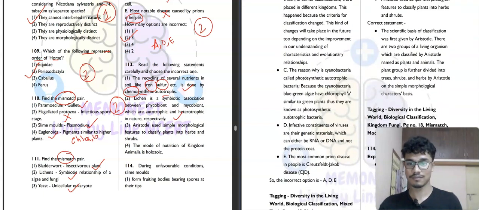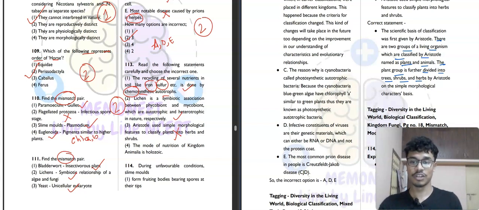Okay, so yes. Now it is saying that Aristotle used simple morphological features to classify plants into herbs and shrubs. This is not correct. This makes no sense, that Aristotle used simple morphological characters to classify plants into herbs and shrubs. Do you think it is correct? Basically what Aristotle did was classify living organisms into two groups, which he named plants and animals, and the plant group was further divided into trees, herbs, shrubs by Aristotle. This is not correct.